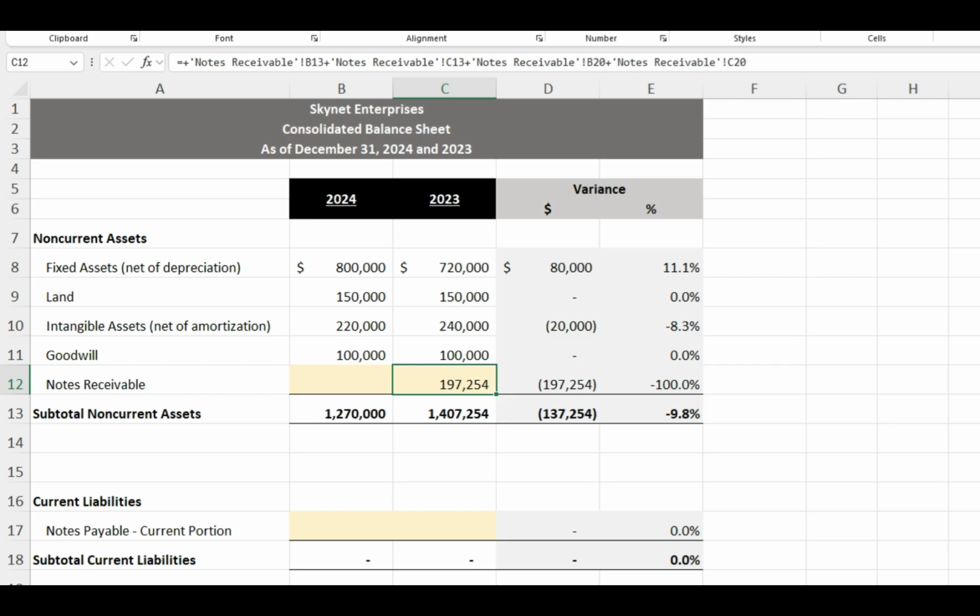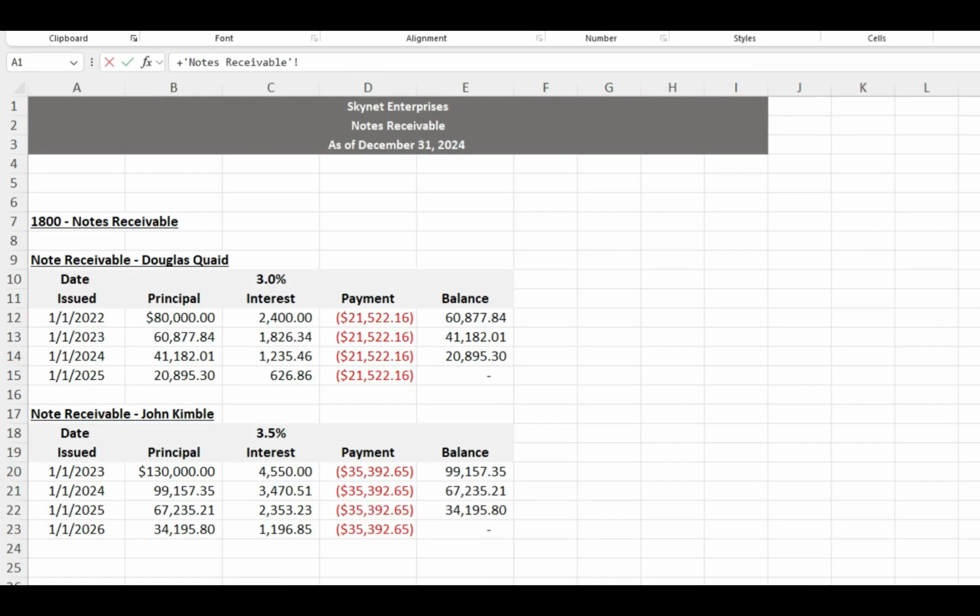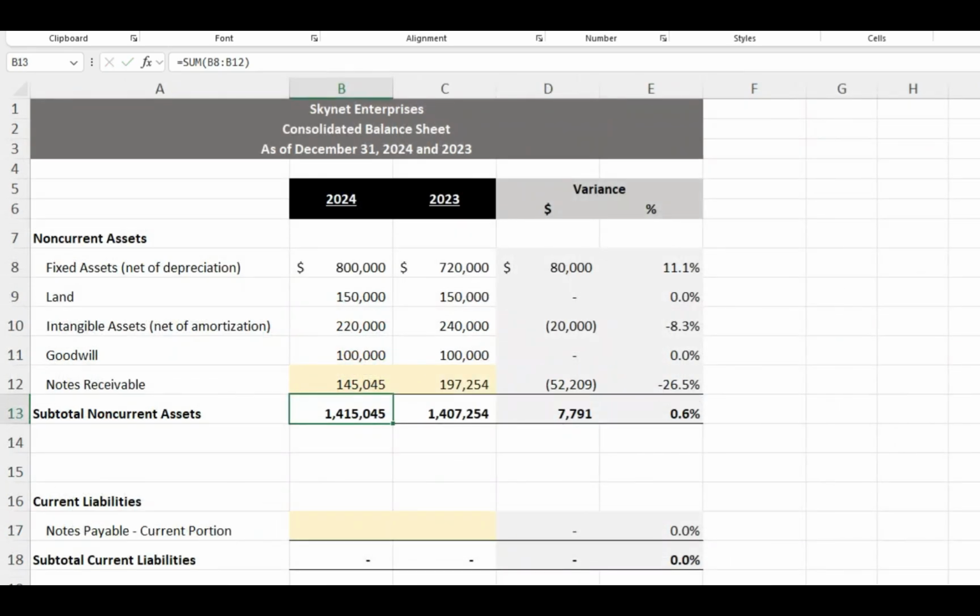So let's do 2024 as well. So 2024, I'm going to grab the principal, I'm going to grab the interest for Douglas Quaid, I'm going to do the same thing for John Kimball. All right, that's my note receivable. That's including the principal that we're still going to collect, plus the interest that is accrued. So that is notes receivable. They are assets that are on your balance sheet. They're going to generate interest income.